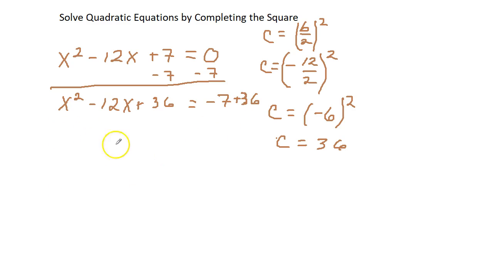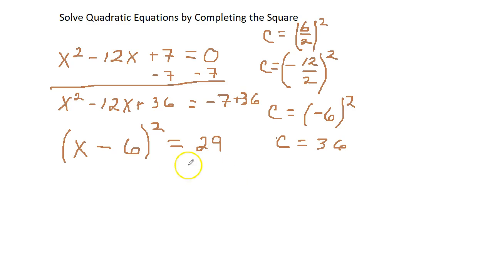Because what you do to one side of the equal sign, you do the same thing to the other side. Now, on the left, I have a perfect square trinomial. So that means I can write this as the square of a binomial. So that means square root of the first term, x. Sign from the middle, minus. Square root of the third term, well, square root of 36 is 6. Close parentheses, quantity squared. On the right side, I have a math problem. Negative 7 plus 36 gives you 29.